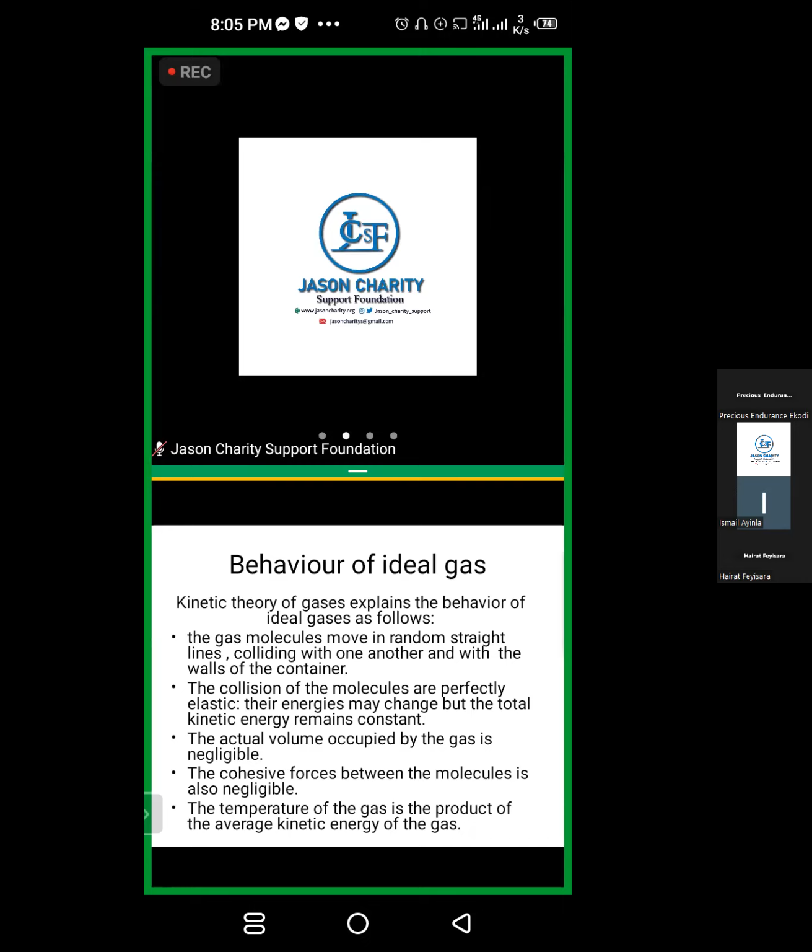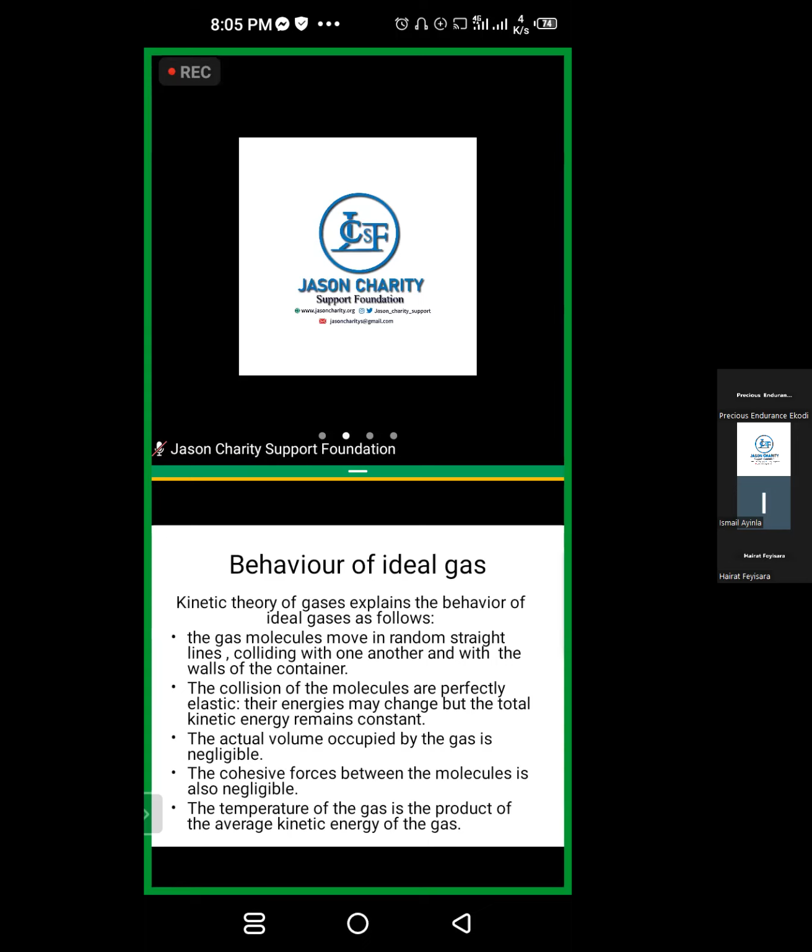And then the second one states that the collisions of the molecules are perfectly elastic. When we say they are perfectly elastic, it means when they hit each other, they have an amount of energy as they are coming to hit each other. They do not change this energy. The energy remains constant. There might be a transfer of the energy, just like your snooker ball.